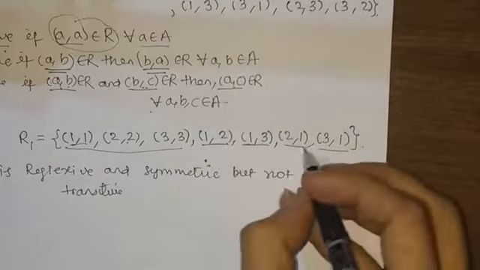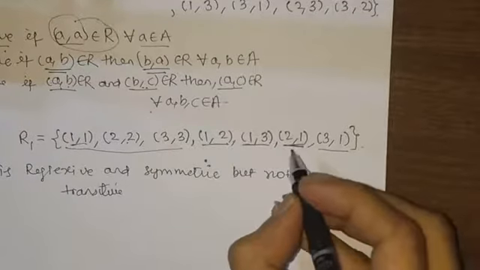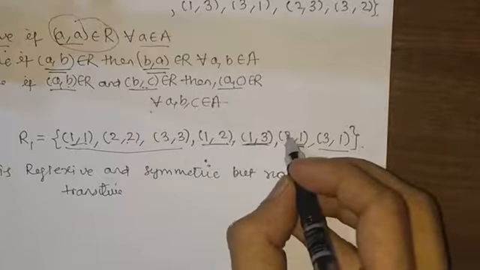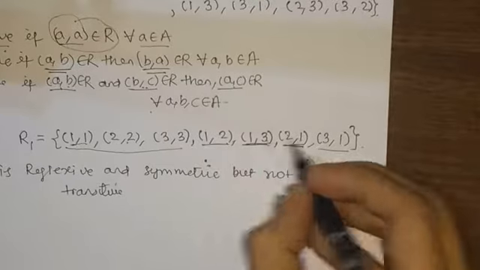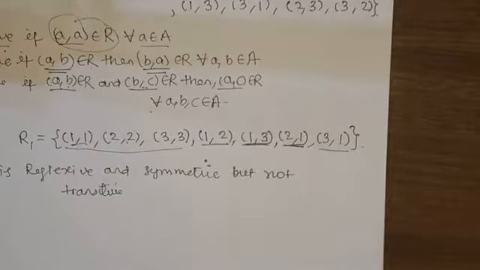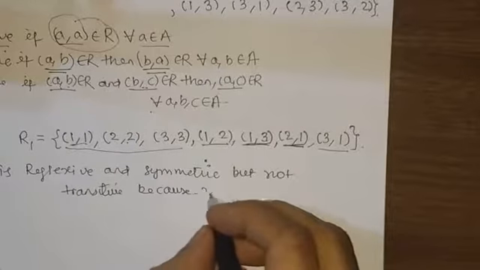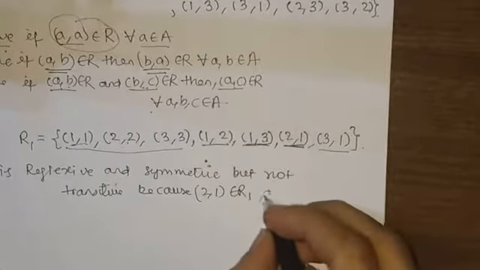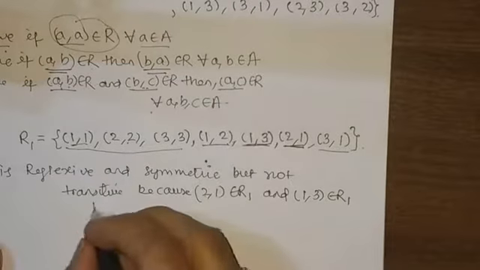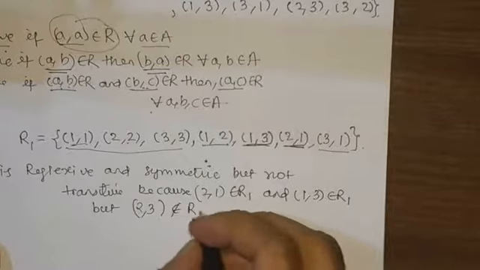So if you look at this element 2 comma 1, 2 comma 1 is in the relation R1, and 1 comma 3 is there in the relation R1, right? So that means 2 comma 3 should be there in the relation R1, but it is not present here. So this relation R1 is not transitive, because 2 comma 1 belongs to R1 and 1 comma 3 belongs to R1, but 2 comma 3 does not belong to R1.